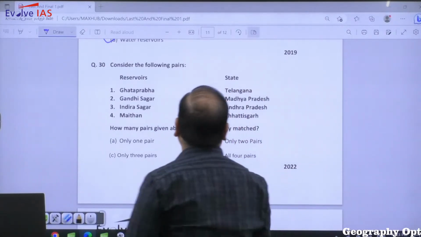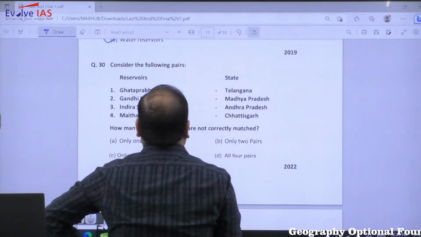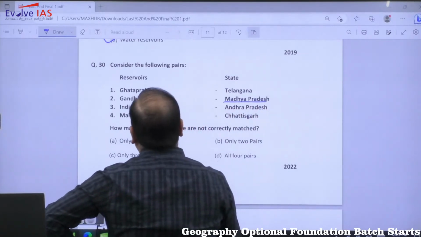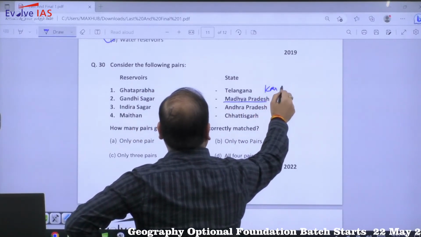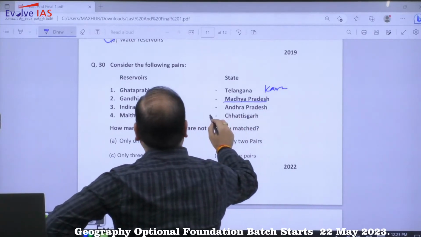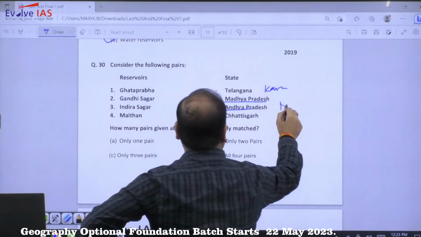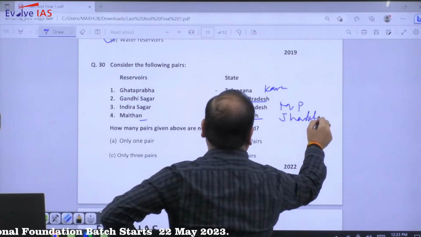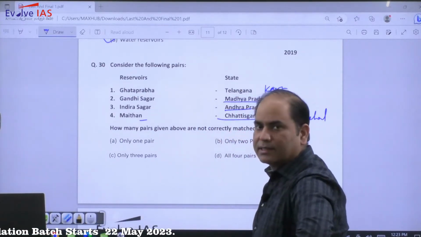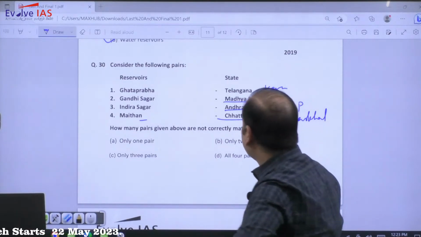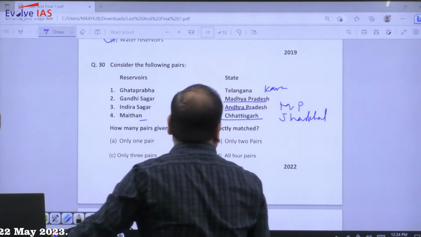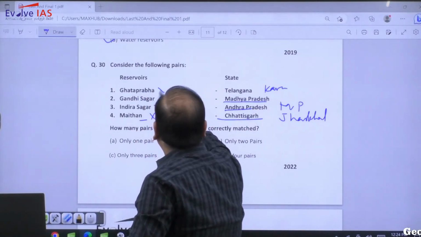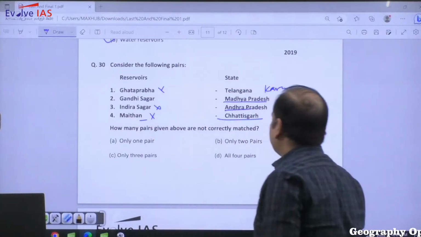In 2022, there was a question that was asked. As far as Gandhi Sagar is concerned, it is in Madhya Pradesh. Ghat Prabha is in Karnataka. Indira Sagar you will find in MP. Maithan you will find in Jharkhand. Maithan is there, Panchet is there, Tilaiya is there. That is part of the very famous Damodar Valley project. So Indira Sagar is incorrect, Maithan is incorrect, Ghat Prabha is incorrect. So only one pair is correct.